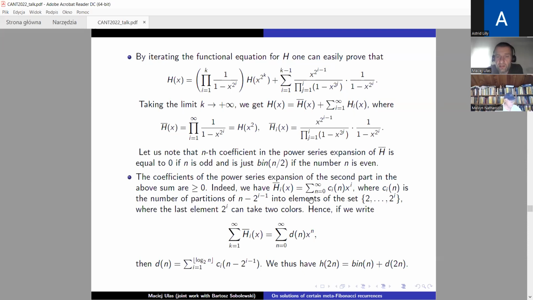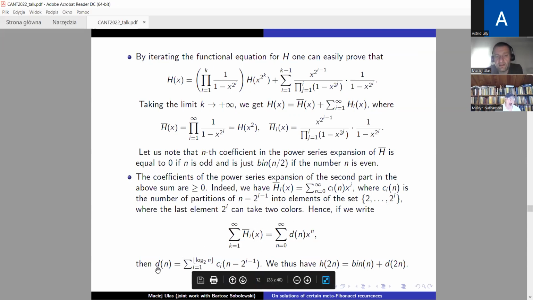So moreover, we can understand the coefficients of each term here, because C_{i,n} is equal to the number of partitions of the number n minus 2 up to i minus 1 into elements of the set 2 up to i. And the last element, 2 up to i, can take 2 colors. So we can write this identity.